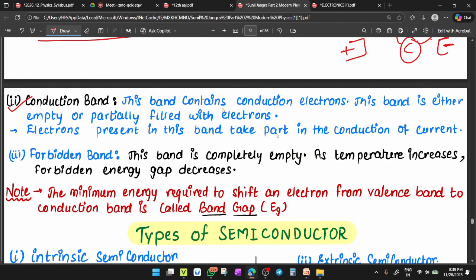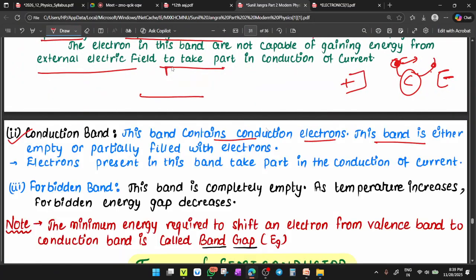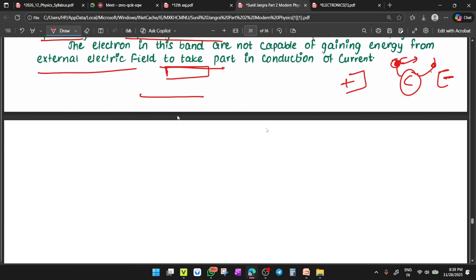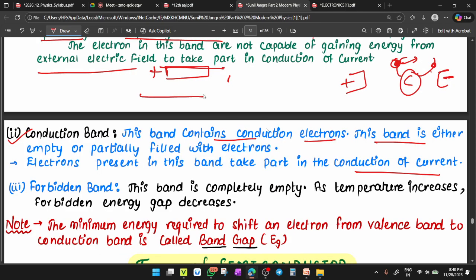Next is the conduction band. This band contains conduction electrons. Yes, free electrons, conduction electrons. This band is either empty or partially filled with electrons. It may be empty. For a perfect insulator, the conduction band is totally empty. And for a conductor or metal, it is perfectly filled. The electrons present in this band can take part in the conduction of current just by applying a positive and negative terminal or electric field. Clear?